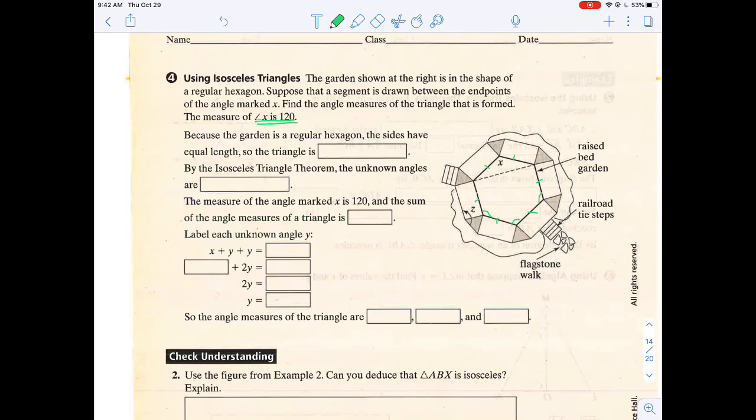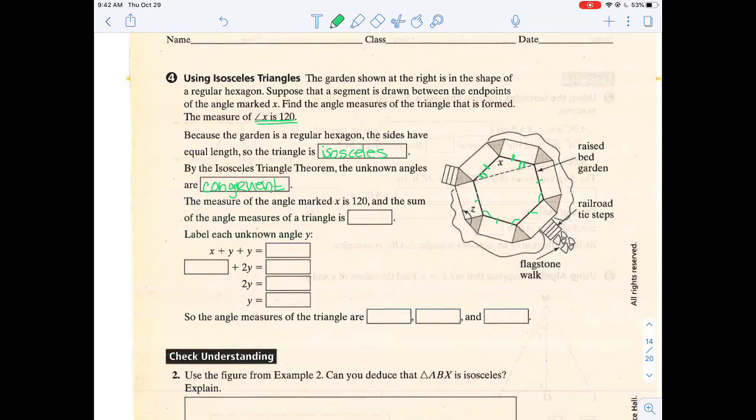So because the garden is a regular hexagon, the sides have equal length, so the triangle is isosceles. The sides are congruent since it's regular. By the isosceles triangle theorem, the unknown angles are congruent. So we're trying to figure out what these two corner angles are. The measure of the angle marked X is 120.